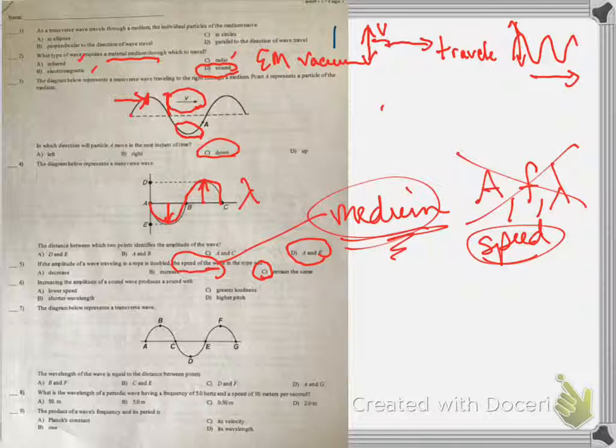So it remains the same. Increasing the amplitude of a sound wave produces a sound with greater what? Amplitude is akin to the size of the wave, and for sound, that has to do with the loudness or the volume. Pitch, remember, is frequency. Lower speed doesn't have anything to do with it. And wavelength would go with frequency. They're inversely related.